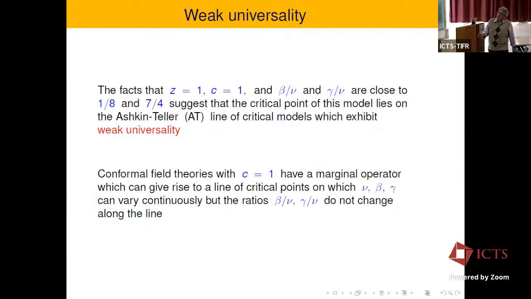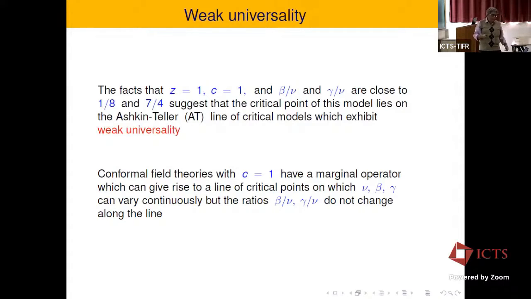Okay, so the facts that z is 1, c is 1, and beta by nu and gamma by nu are close to these numbers, which are exactly the same values as for the transverse field Ising model, suggest that the critical point of this 3-spin model that we are studying lies on what's called the Ashkin-Teller line of critical models, which exhibit weak universality. This is an interesting concept, which I had no clue about before we started doing this work, but Arnab Sen, one of our collaborators, is an expert on this.